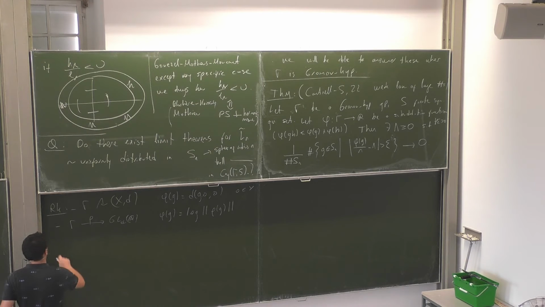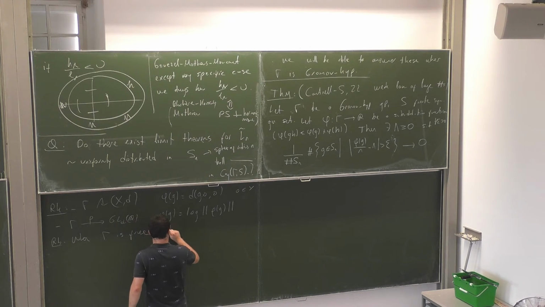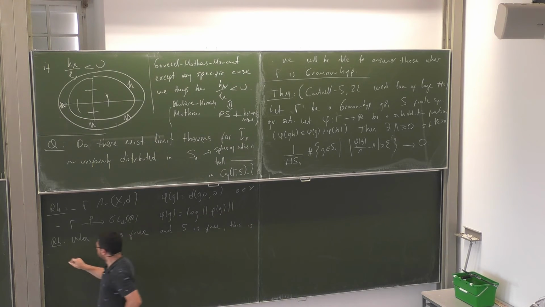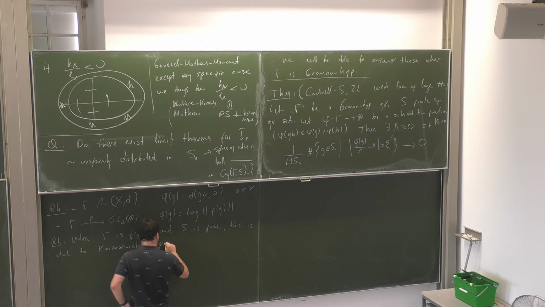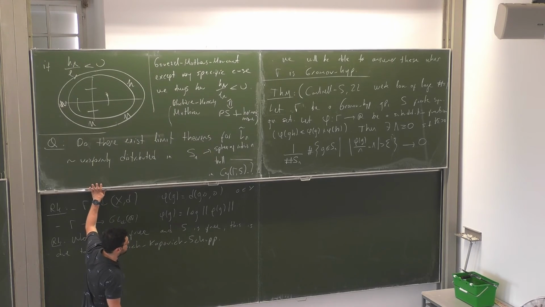And actually, we realized that it turned out that 20 years ago, Kaimanovich, Kapovich, and Schupp had basically part of the idea of this theorem. They had proven this theorem when gamma is a free group and S is a free generating set. So when gamma is free and S is free, this result is due to Kaimanovich, Kapovich, Schupp, 2000, maybe 4 or 3.